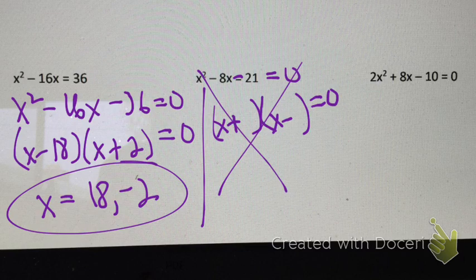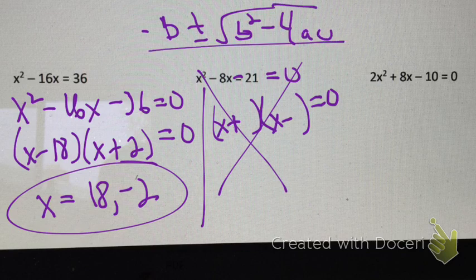But if you remember the quadratic formula, it's minus b plus or minus the square root of b squared minus 4ac, all over 2a. You can use that formula to get your solution. So that does work.